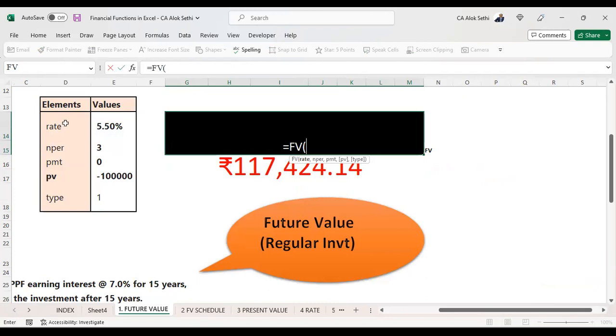Cell का address कहाँ से देखेंगे? यहाँ पे लिखा हुआ आ रहा है. ठीक है, what is the cell address? E14. Okay, next, what is the cell address for NPER? E15 उसी के नीचे है, E15. PMT का क्या है? E16. Then what we have? PV का क्या है? E17, कॉमा 0 और 1.